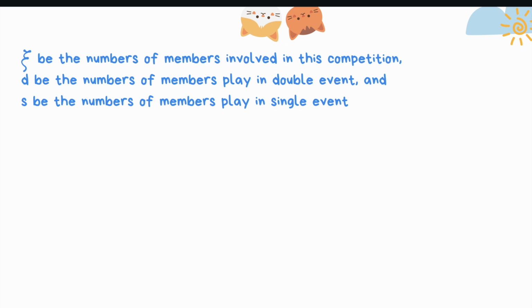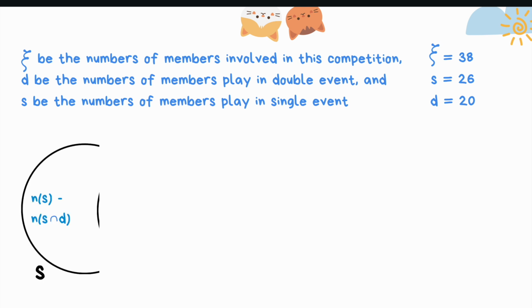Let's write what we do know for now. We know that the total number of players involved in this badminton competition is 38. The number of members who play in the double event is 20 and the number of members playing in the single event is 26. If we were to try to illustrate it in a Venn diagram, it would probably look like this.